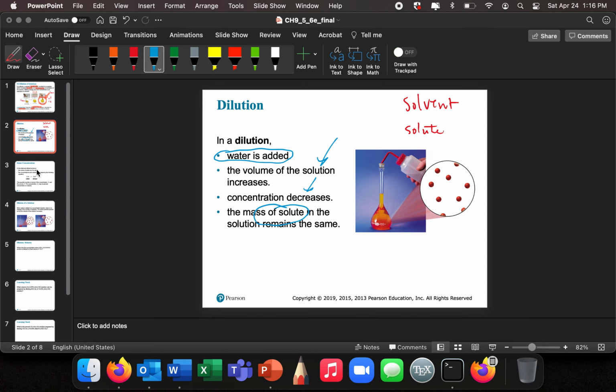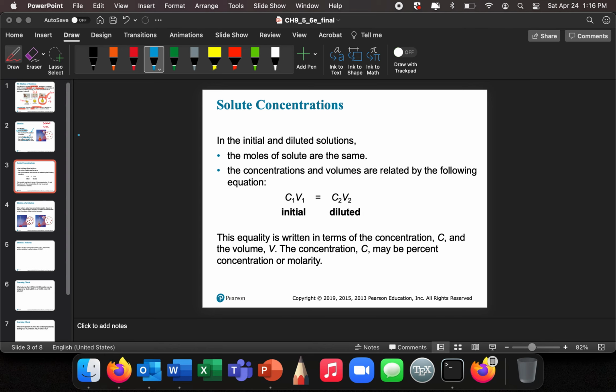You've seen things like this before in just regular old life, right? So let's talk about concentrations now. In the initial and diluted solutions, the moles of the solute, or the actual count of the solute, are the same. The concentrations and the volumes are related by the following equation: C1V1 is equal to C2V2. That is, the initial concentration times the initial volume is equal to the final concentration times the final volume. This equality is written in terms of the concentration C and volume V, and the concentration could be percent or it could be molarity.